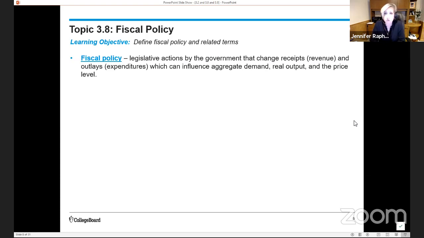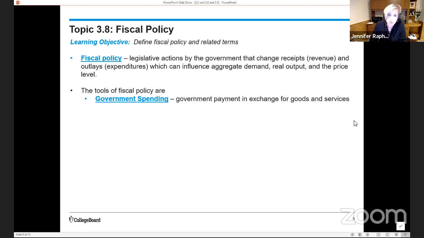So fiscal policy, as you know, are legislative actions by the government that change government revenue or expenditures, which can influence aggregate demand and then consequently real output and the price level, right? And when real output changes, we know the cyclical unemployment rate changes as well. Now, the tools of fiscal policy you've been talking about all semester include government spending, which is government payments in exchange for goods and services. So the government is going to purchase goods and services, and we call that government spending.